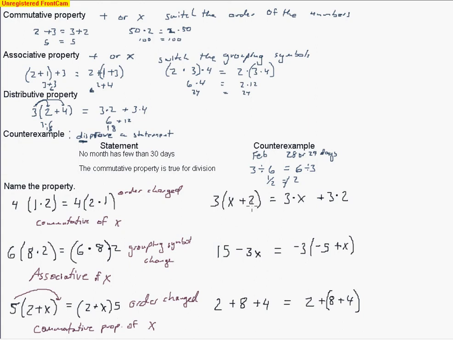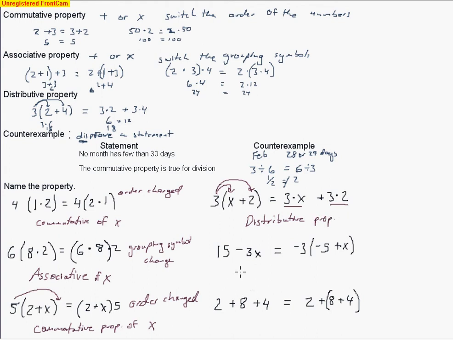Look at our next one here. Here we see grouping symbols, here we don't, but it's not the associative. Notice how we took 3 and multiplied it by x right here. And then we took the 3 and multiplied it by 2 right here. This is called the distributive property.